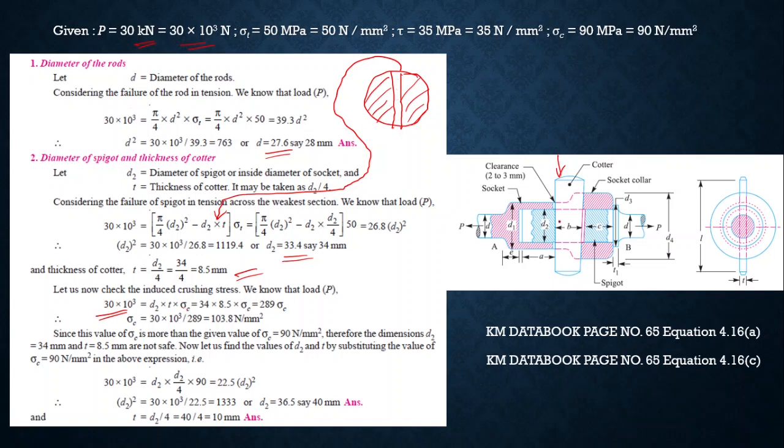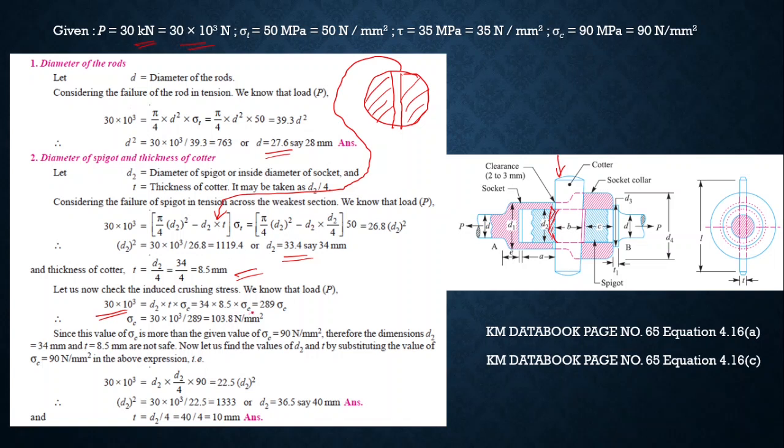That quarter will touch, or that quarter will induce a crushing stress at that cross-sectional area. That area will be perpendicular to this front view. We can imagine that area as d2 into that thickness. That area will be perpendicular to this front view.